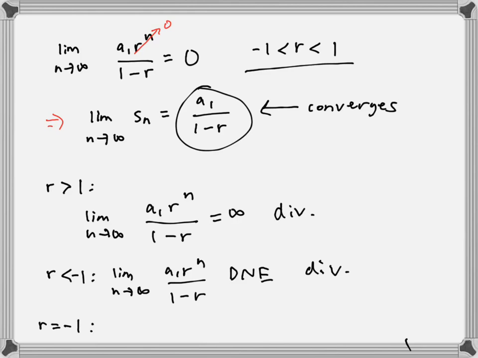Well, if you look at the original series, if r is equal to -1, then we have a1 minus a1 plus a1 minus a1, and so on. This must diverge, right? Because it keeps bouncing between a1 and 0. a1 minus a1 is 0, plus a1 is a1. It doesn't approach anything. And so the only time we approach something was when r was between -1 and 1.